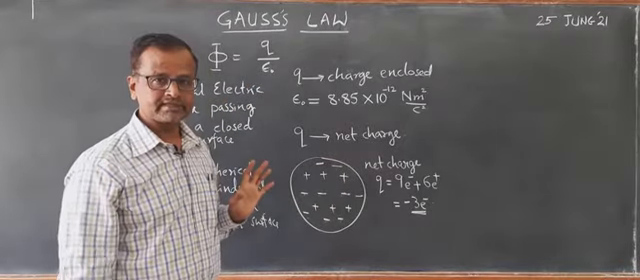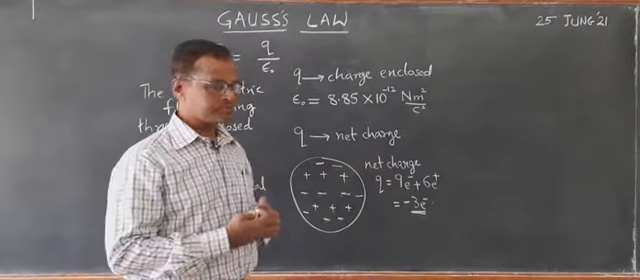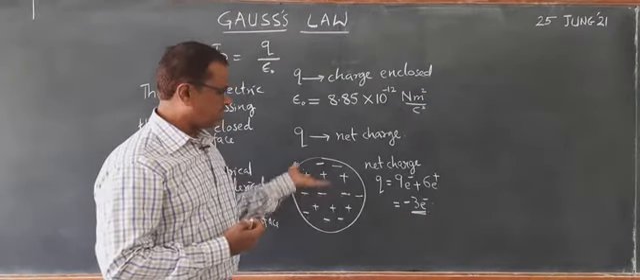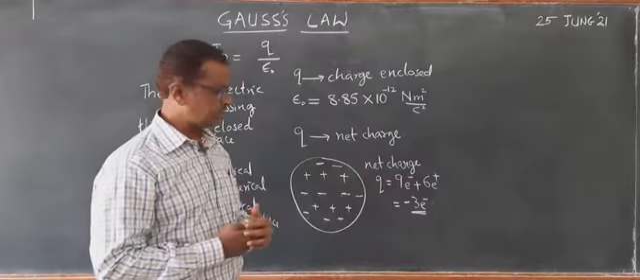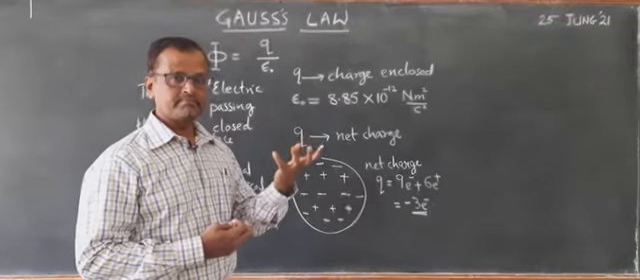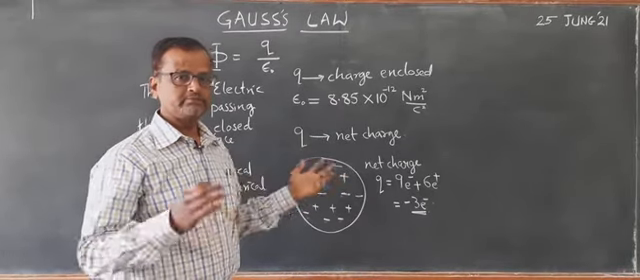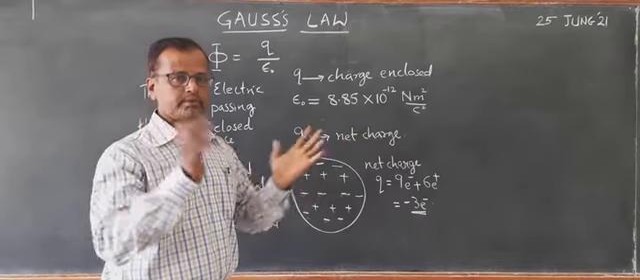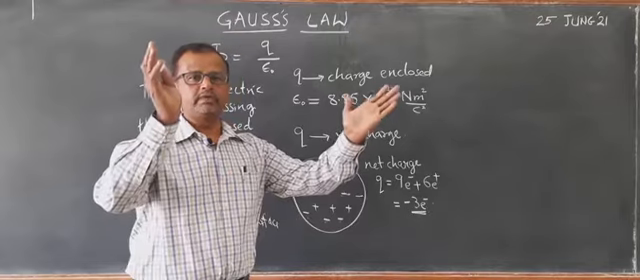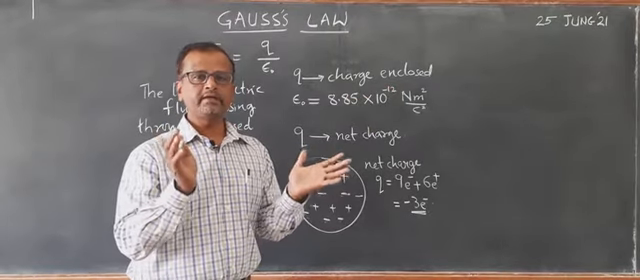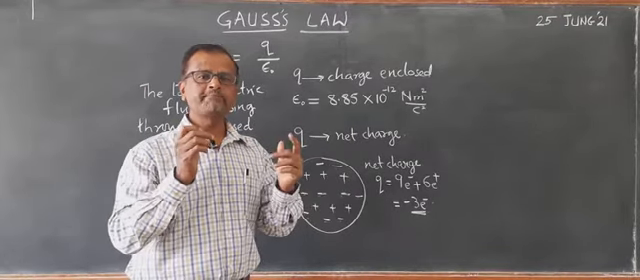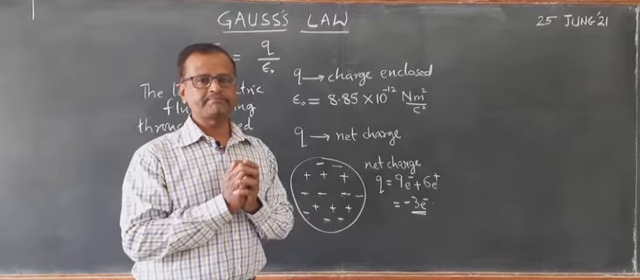In case net charge is positive, suppose 9 positive charges are there and 6 negative charges are there, then net charge becomes plus 3E. If it is net charge positive, then the flux will be outward. So, remember, if the flux is outward, then it is taken positive flux. If the flux is inwards, then it is taken as negative flux.